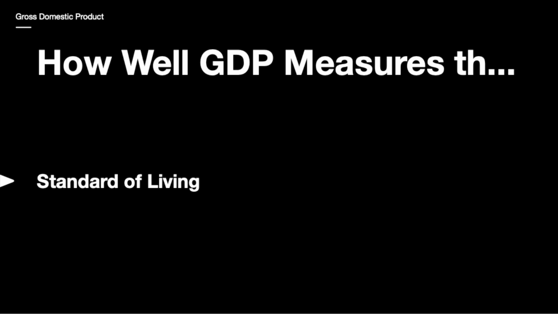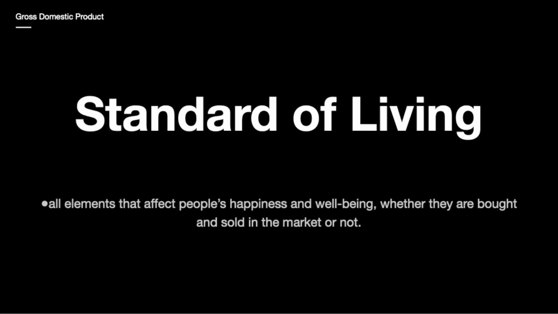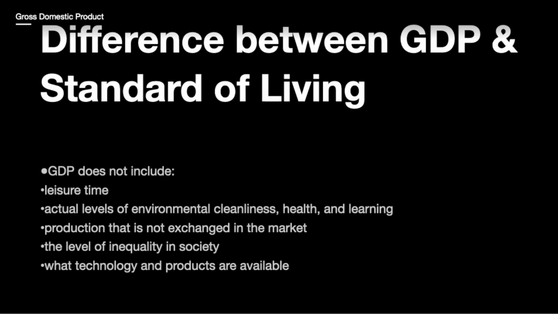How well GDP measures the well being of society. Standard of living: all elements that affect people's happiness and well being, whether they are bought or sold in the market or not. The difference between GDP and standard of living. GDP does not include leisure time, actual levels of environmental cleanliness, health, and learning, production that is not exchanged in the market, the level of inequality in society, and what technology products are available.